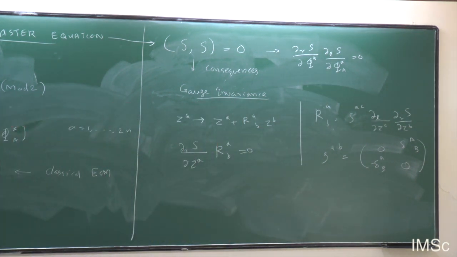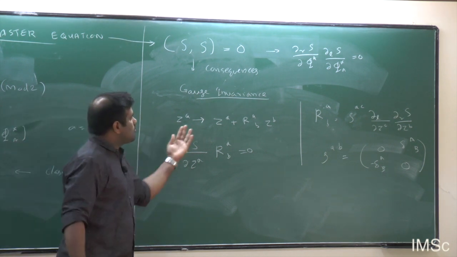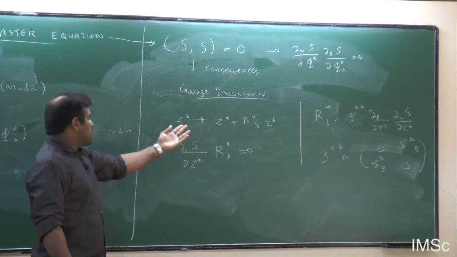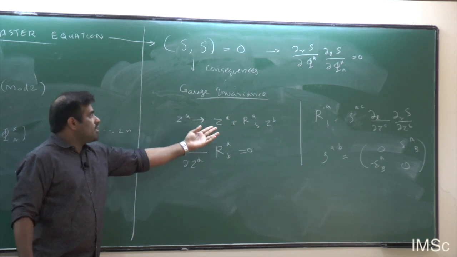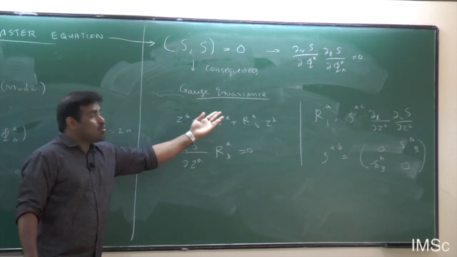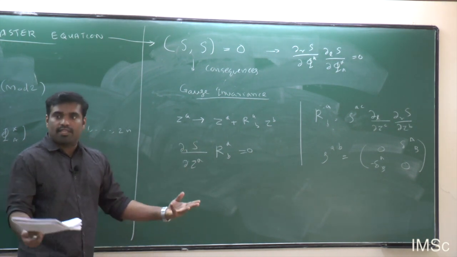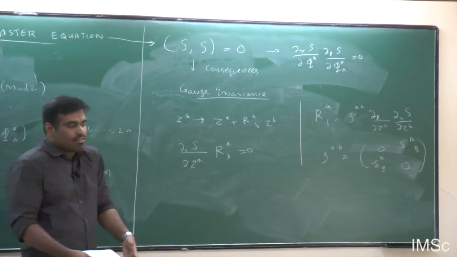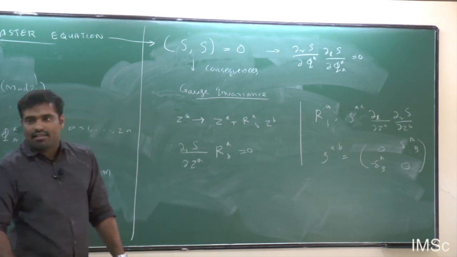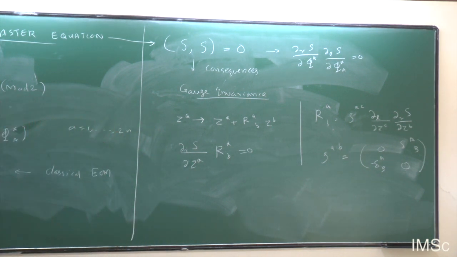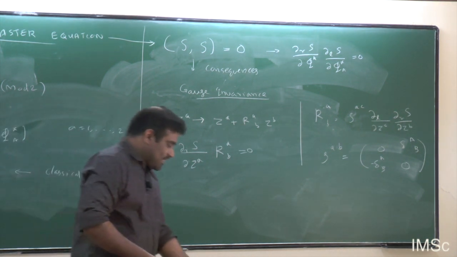So this is your gauge invariance. Now we have to see how many independent gauge invariances there are. So you can do a gauge transformation for 2n fields, right? So it looks like you have 2n gauge transformations. If that is true, then that will just throw away all the fields and anti-fields that you have. So that's not a sensible thing to do.